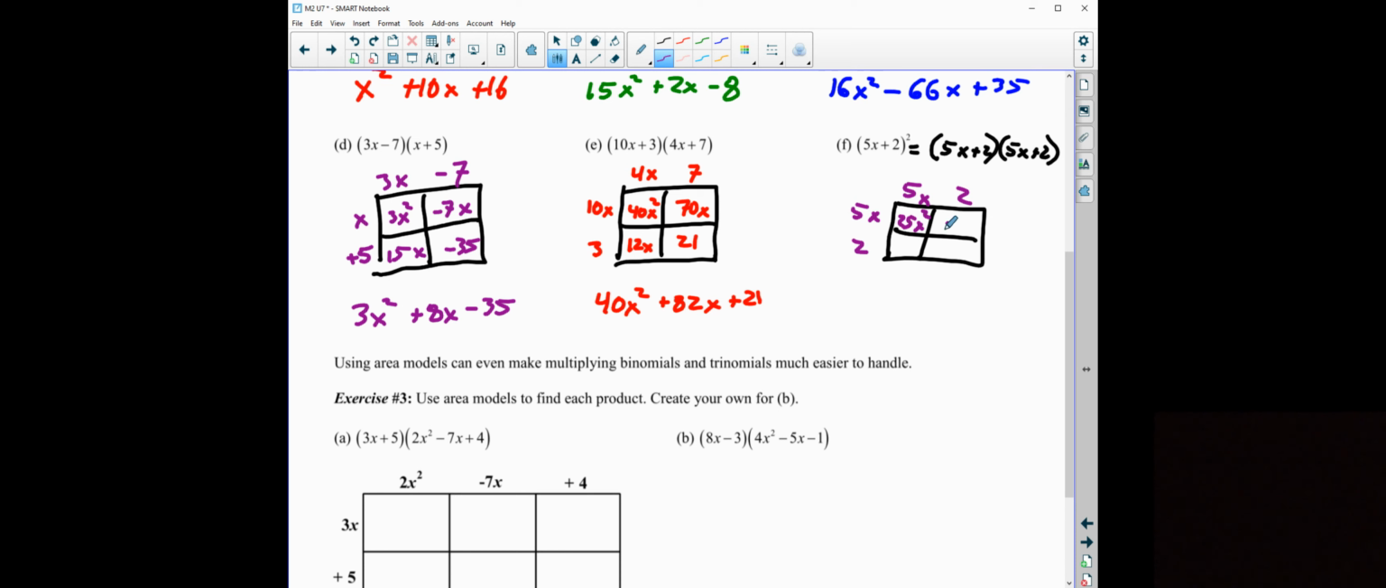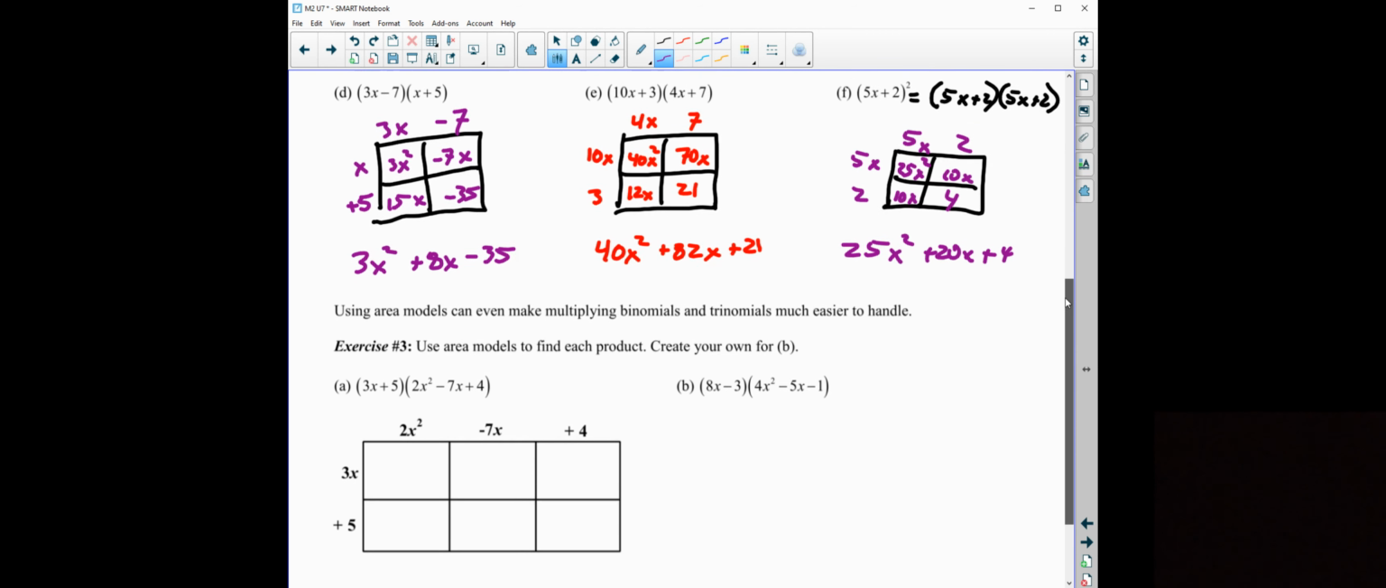25x squared, 10x. These are going to match. If I have something that's squared, the things on the diagonal will always match. 25x squared plus 20x plus 4. Done. Okay, so this one was a little bit harder because it was squared. The next one's even more interesting.